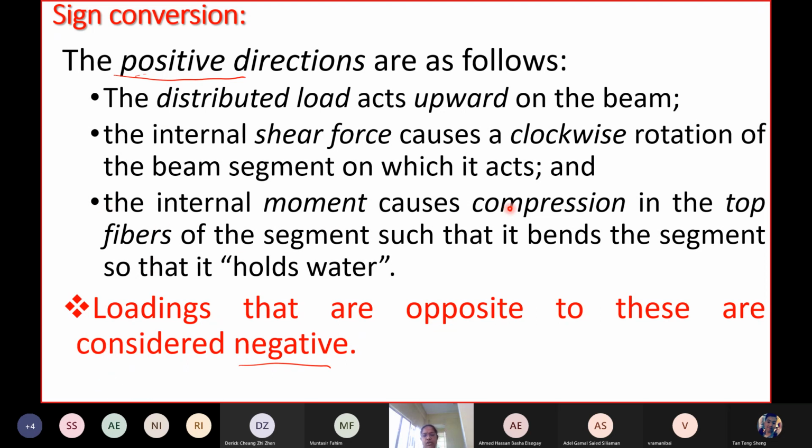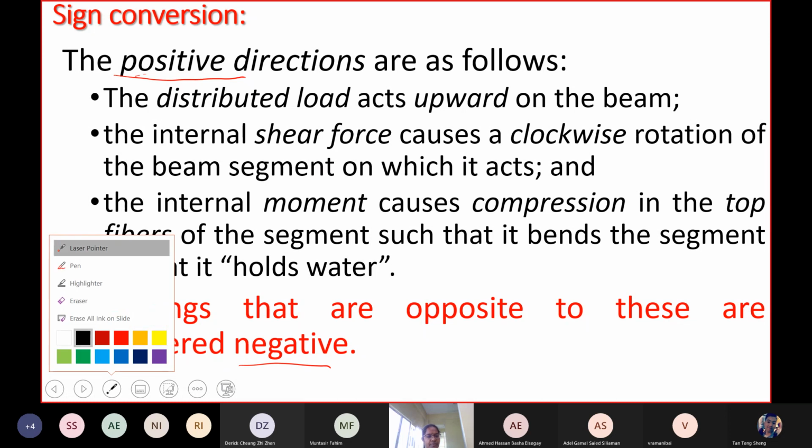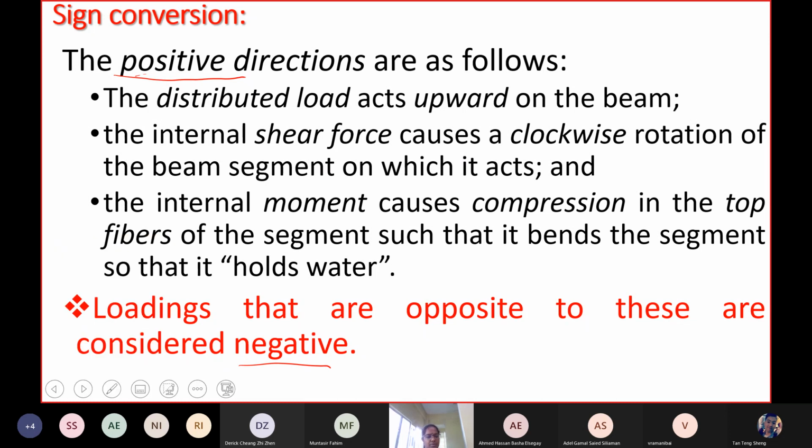And then the internal moment causes compression in the top fiber of the segment such that it bends the segment so that it holds water, like a concave. Wait, let me draw. So the bending moment, if the member bends like this, concave at the top, convex at the bottom, like a cup holding water. You can hold water. This is called hogging moment or positive moment. Later I will give you the diagrams.